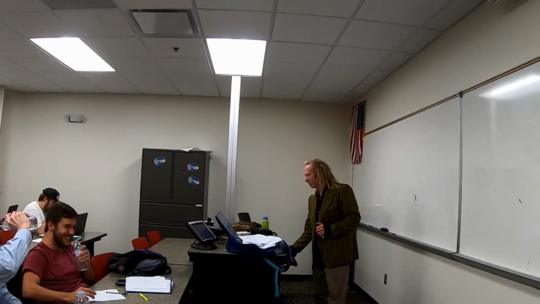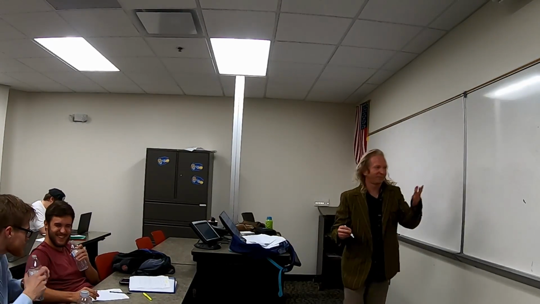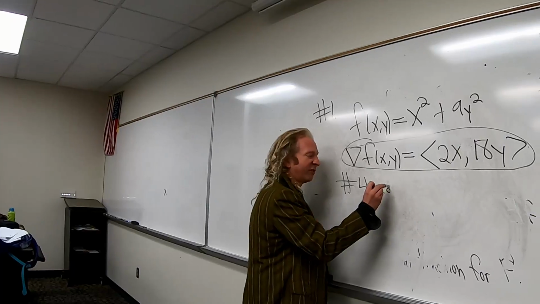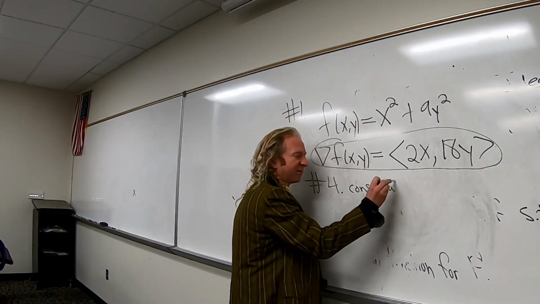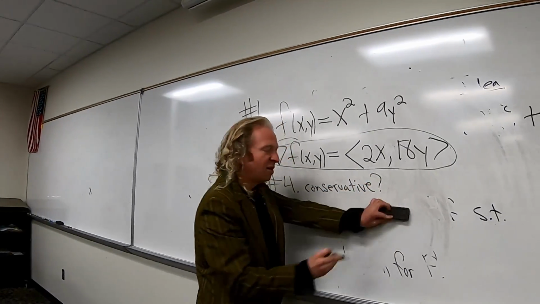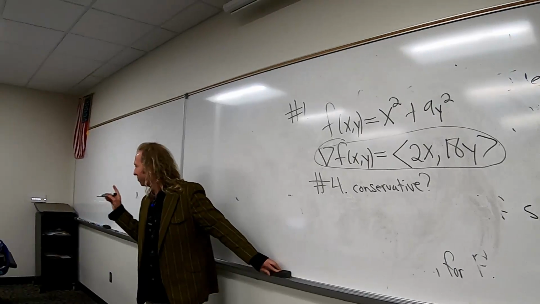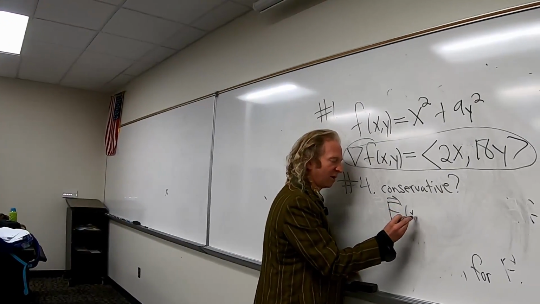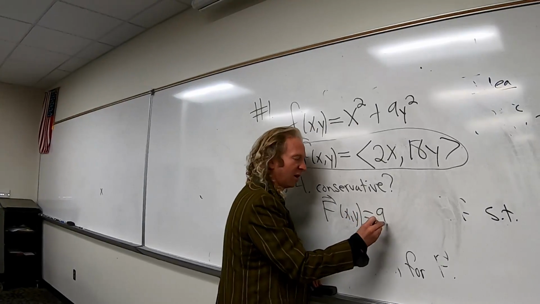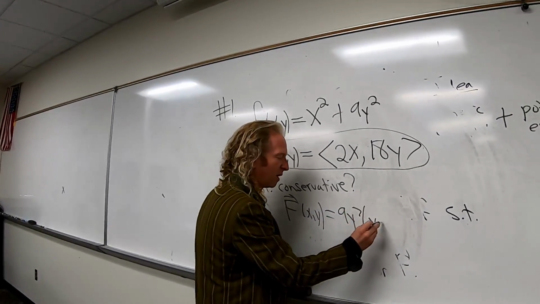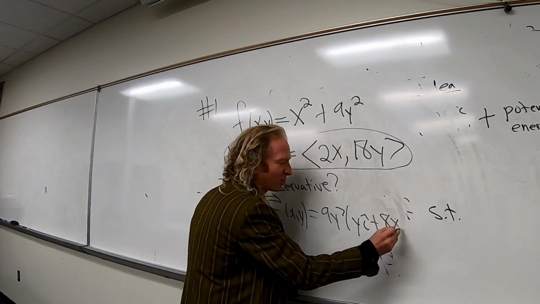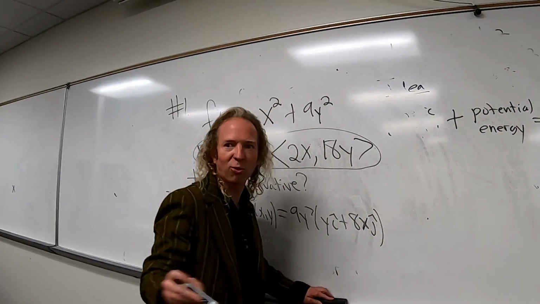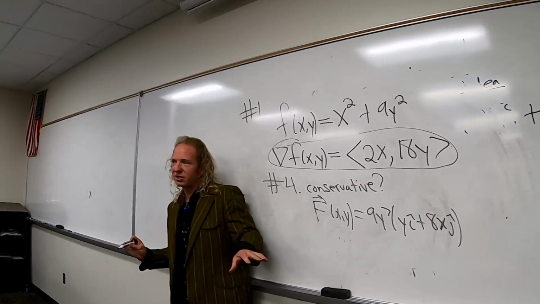Number 4. Great test question. It says conservative. So they give us the vector field. Can someone read it to me? 9y to the 7th y i hat plus 8x j hat. Great test question, very good question. Why? Because it does require some work before we do it. There's a step you have to do.